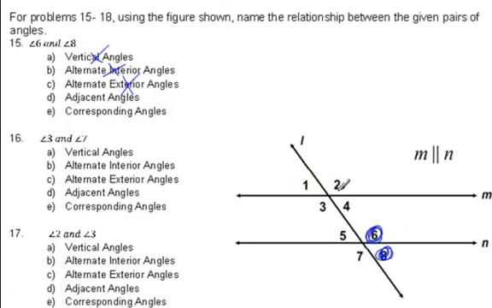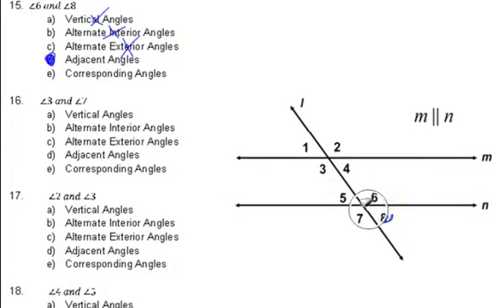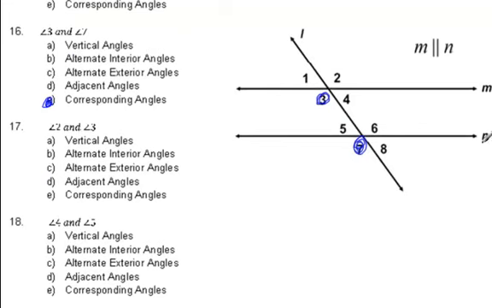Okay? Are they adjacent angles? Yes, they share a common side. Good. Okay, 3 and 7. So here's 3, here's 7. Okay, are they vertical angles? Corresponding. Yeah, they're corresponding. They're in the same place in the intersection. Good job.